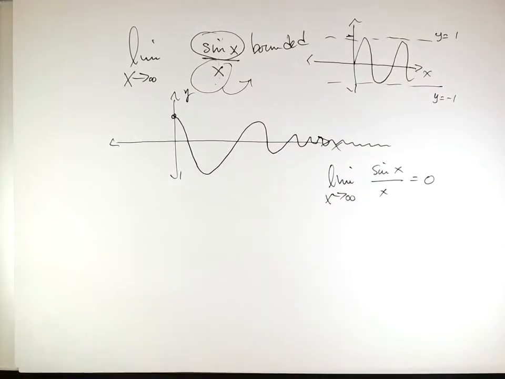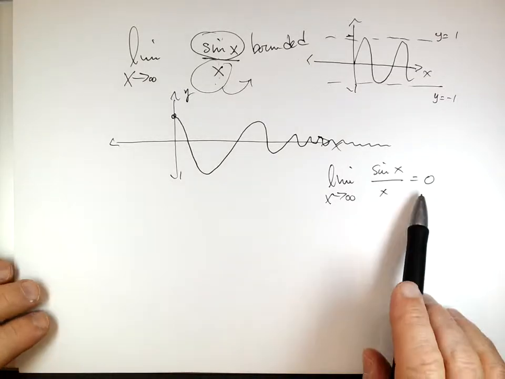As long as the numerator is stuck between two values, and as long as the denominator is increasing without bound, that limit will be 0.